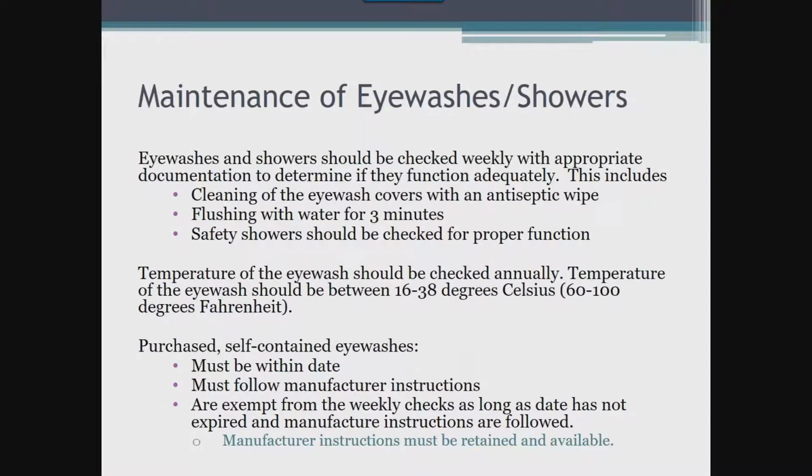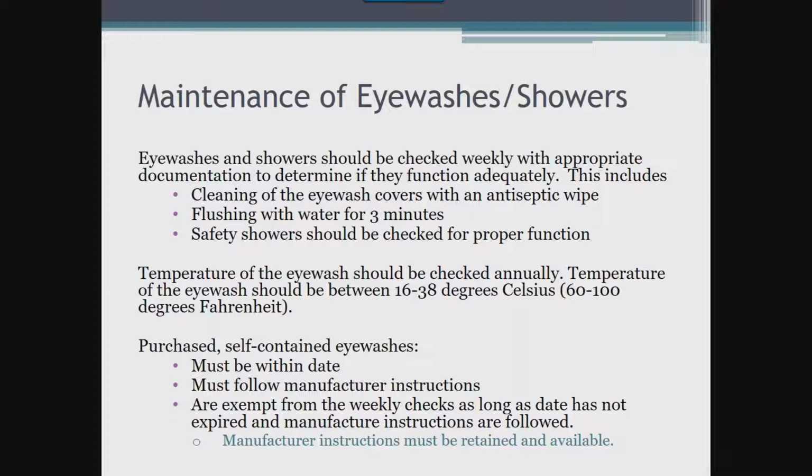The maintenance of eyewashes and showers is very important because you want to make sure you have working equipment when or if the event occurs. In order to ensure that your eyewashes and showers are always in working order, they should be checked weekly to ensure that they are functioning adequately. These assessments must be documented as part of your quality control plan. The check for eyewashes must include a flush of the system with water for 3 minutes.